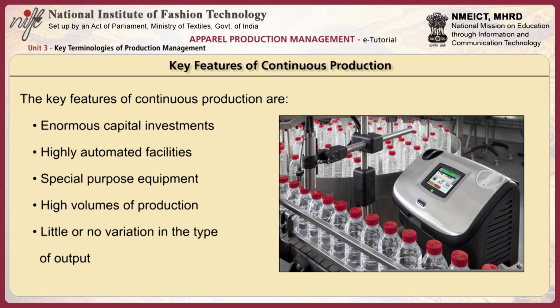Next comes the key features of continuous production. The first point being enormous capital investments. Highly automated facilities are required for continuous production. We need high and special end purpose equipment. High volumes of production are involved in continuous production, and typically the output is of little or no variation.